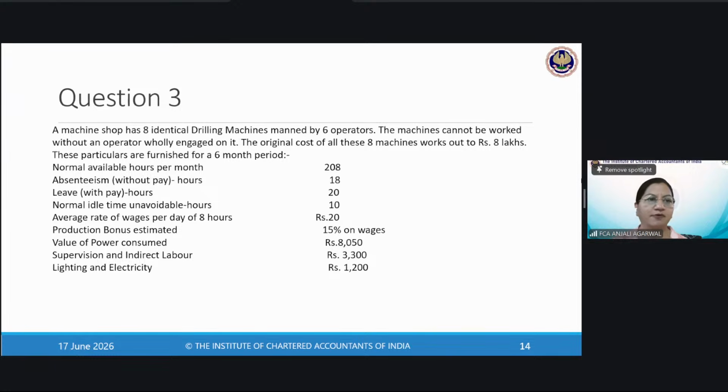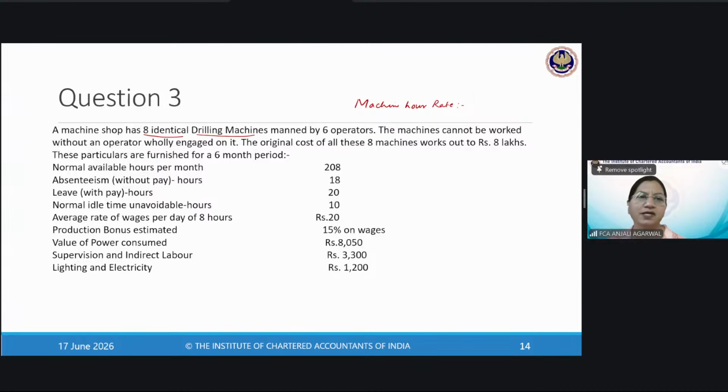Next, we have another type of question here. A machine shop has 8 identical drilling machines. Here we will be finding out the machine hour rate for the machine, a basis of absorption.